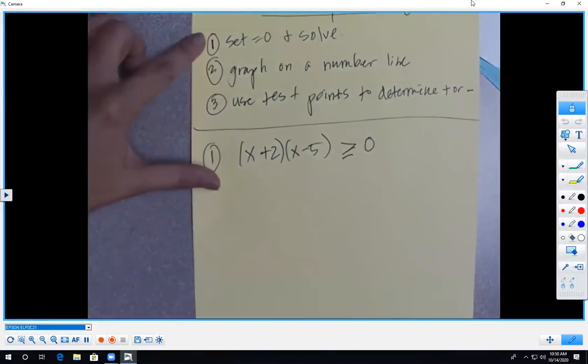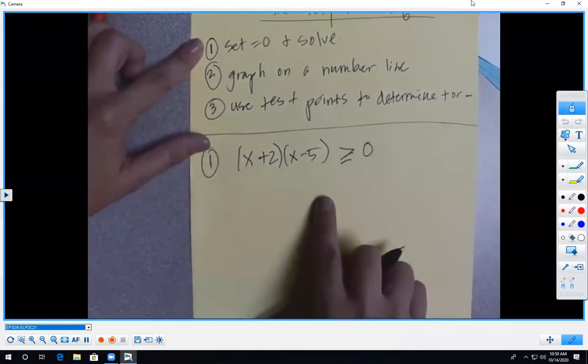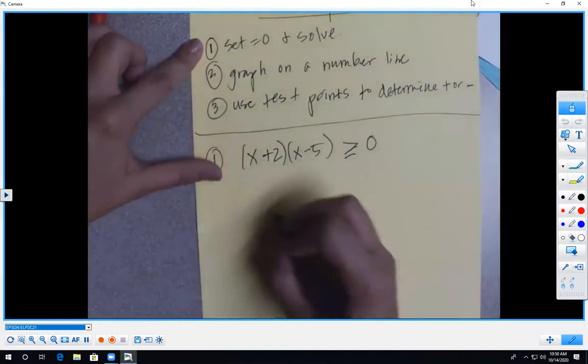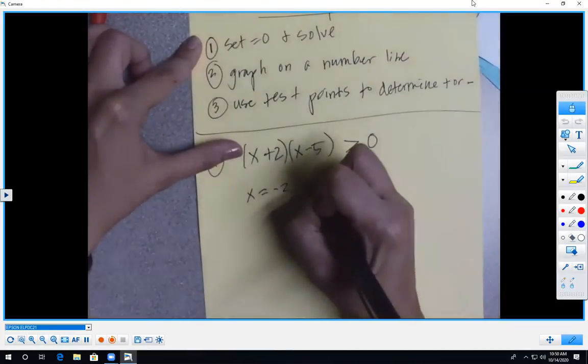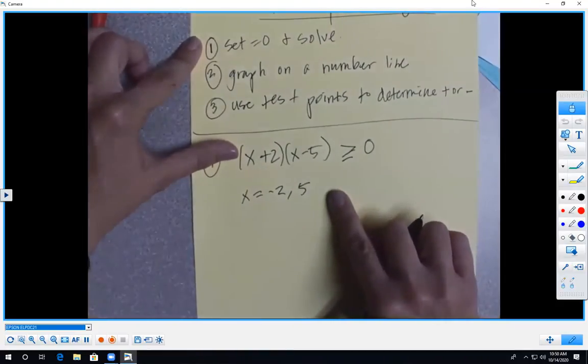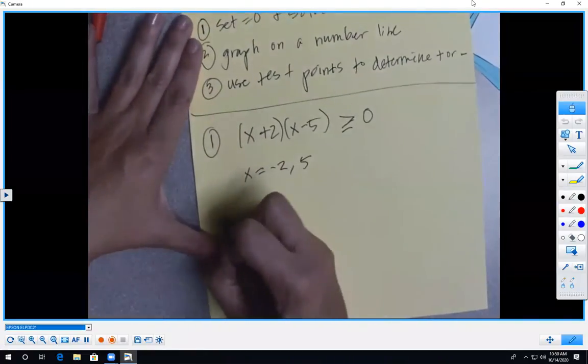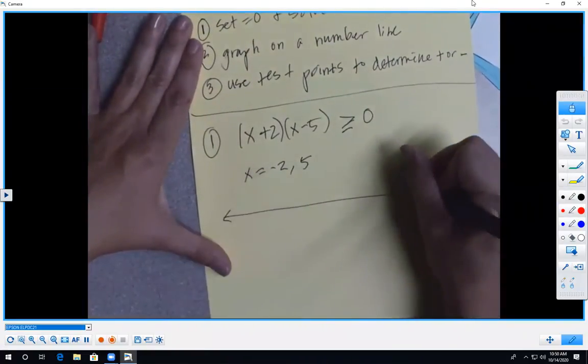The first thing you do is set it equal to 0 and solve. When I set it equal to 0 and solve and find the x-intercepts, what are my x-intercepts here? -2, +5, because I have those, right? If it wasn't factored, you would go ahead and factor it.